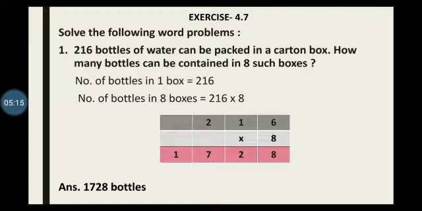1728 bottles. When I say children write the answer, I want to say you have to write what 1728 is, whether it is boxes or whether it is bottles. This has to be specified for sure. I hope you have understood the concept. Once you finish this question, please make a line with your scale and pencil and write the next question.